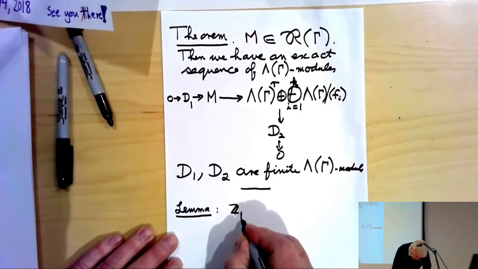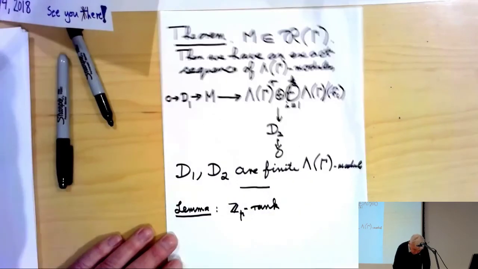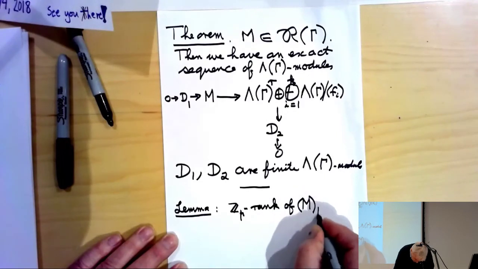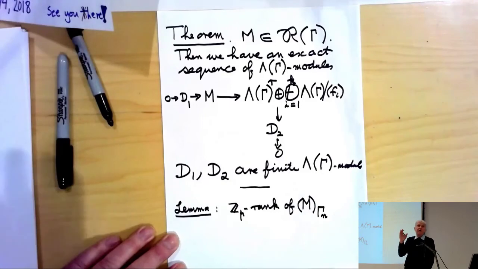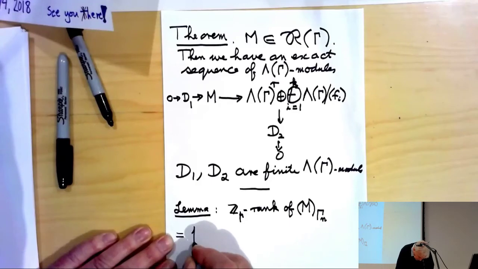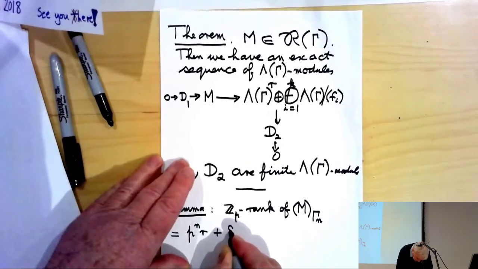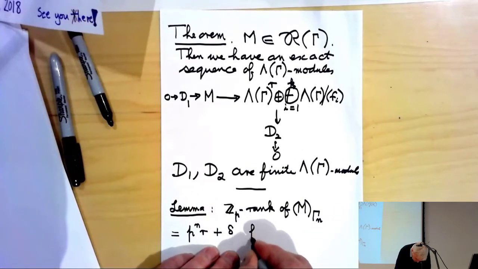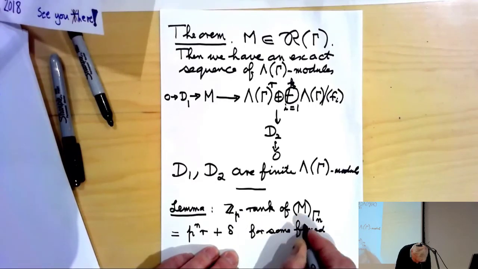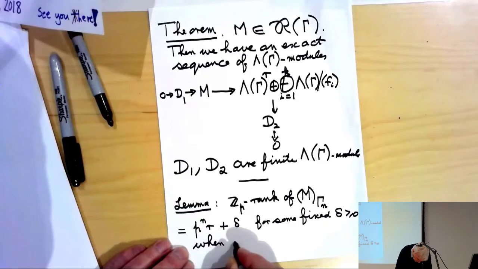that the Z_p rank, and by that I mean the number of free copies of Z_p, of M_{Gamma_n}. So now you take the Gamma_n co-invariants of this, it will be of the form p to the n times r plus delta, for some fixed delta greater than or equal to naught. This is true when n is sufficiently large.